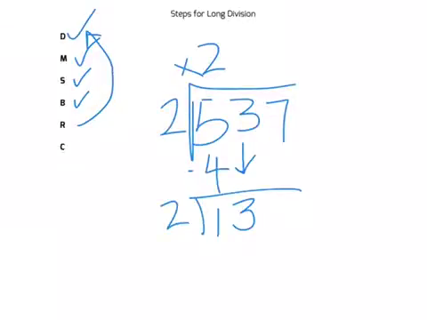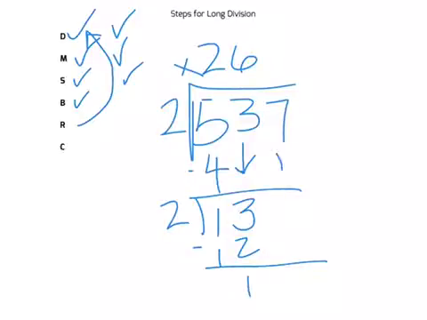13 divided by 2. 2 goes into 13 6 times. There's my divide. 6 times 2 is 12. There's multiply. There's 13 and 12 stacked up nicely. 13 minus 12 is 1. And then I have to bring down my next number, 7. I have to ask myself, can 17 be my remainder? The answer is no. So again, I start over.